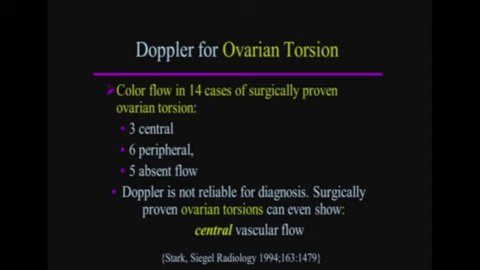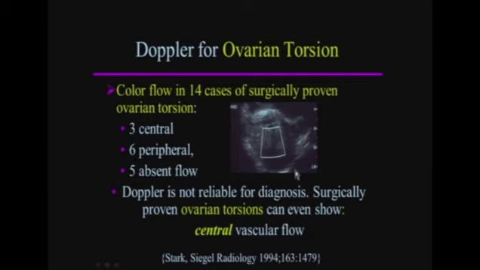A key indicator that Doppler should not be the central tool for the analysis of ovarian torsion comes from Stark and Siegel's 1994 paper, a retrospective color flow analysis of 14 cases of surgically proven ovarian torsion. It showed flow absent in 5 of them, but in 6 cases there was peripheral flow, and in 3 cases there was central flow within the ovary, and all of these were torsed. Doppler is therefore not reliable for diagnosis, and surgically proven ovarian torsions have been seen that show central vascular flow.